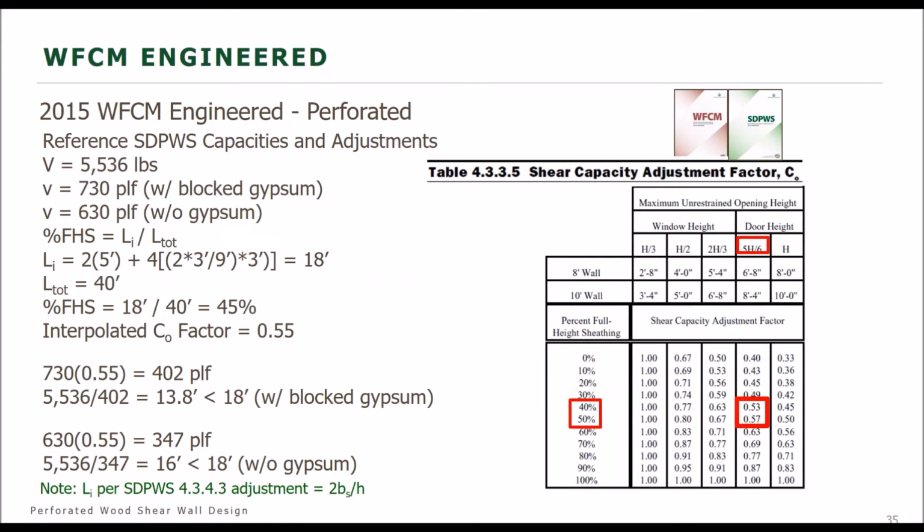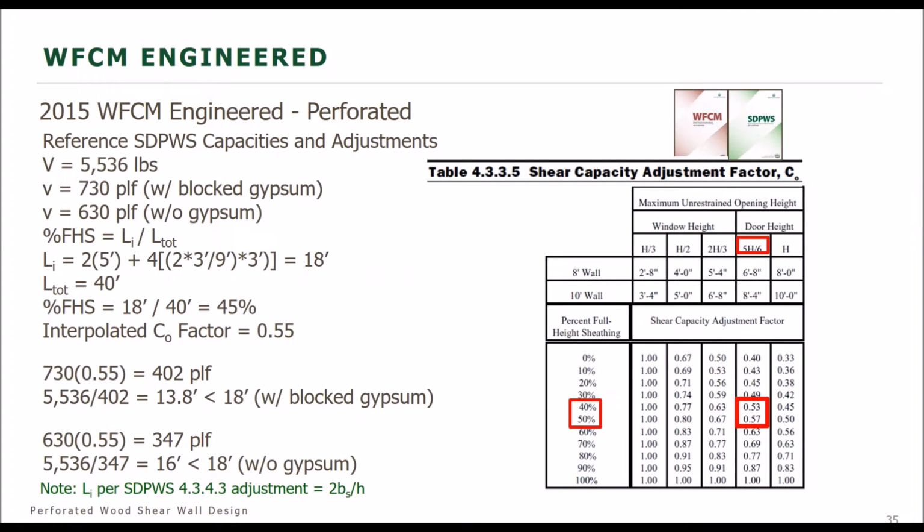If we look at the full height sheathing, we use a value called L sub I, and that L sub I is the effective full height sheathing length. So we talked about that 2BS over H adjustment that SPDWS requires, so we're going to go ahead and apply that here. Looking at our illustration, we have two segments around the doors that were each 5 feet wide. Those do not require any adjustment because they are within that 2 to 1 aspect ratio limitation.